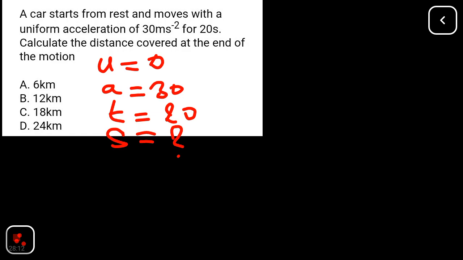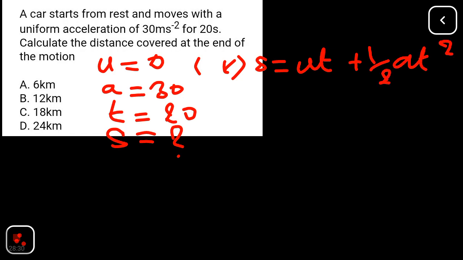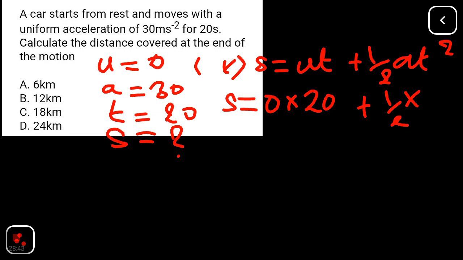I love this question because it really hits it down very well. We are not given v, so we can use the second equation, which is s equals ut plus half at squared. So s equals u, which is 0, multiplied by 20, plus half multiplied by a, which is 30, multiplied by t, which is 20, squared.